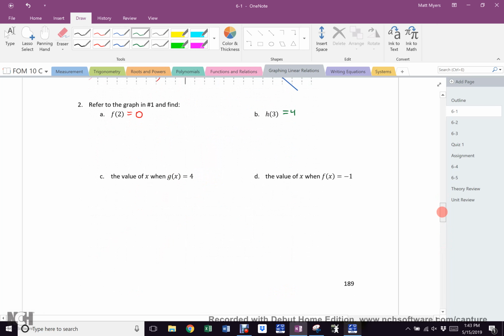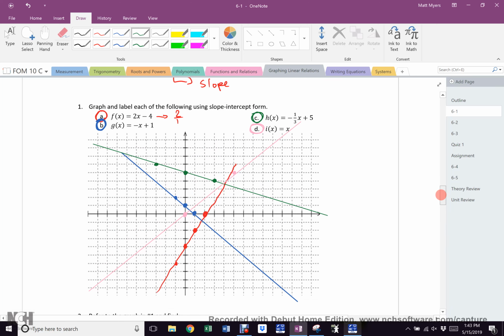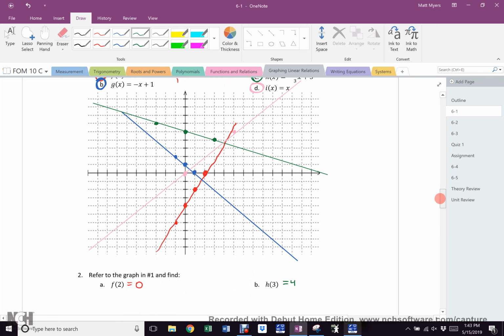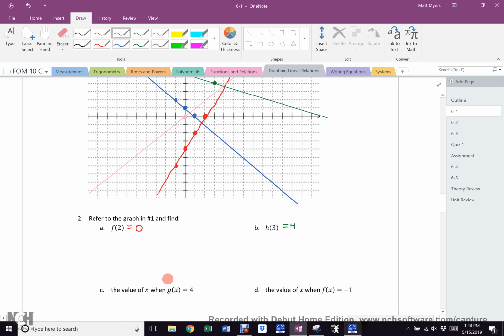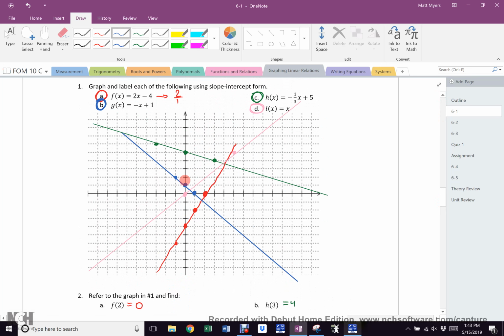What color should I be using for G of X? Blue. So Y equals 4. So I go up to 1, 2, 3, 4. And then I got to go all the way out here to find it. What's my X value? -4. Good job.